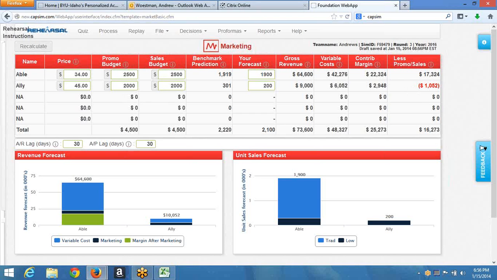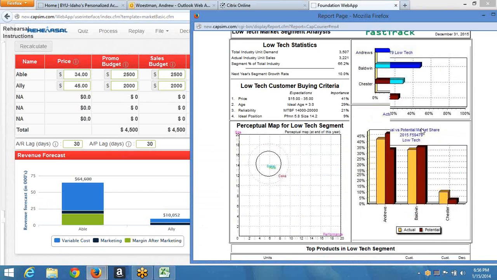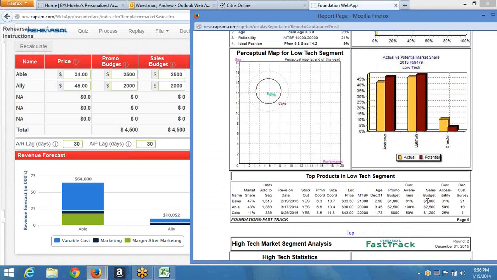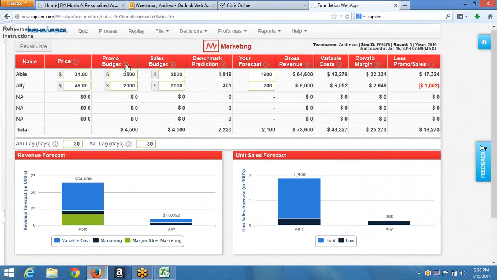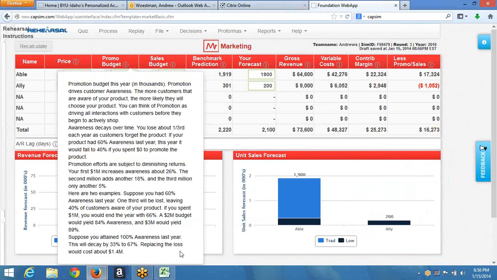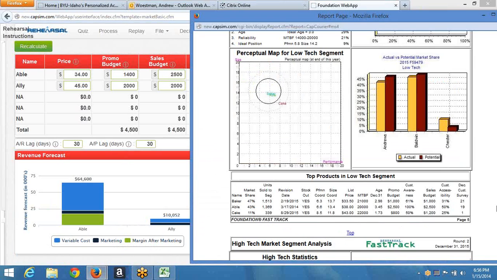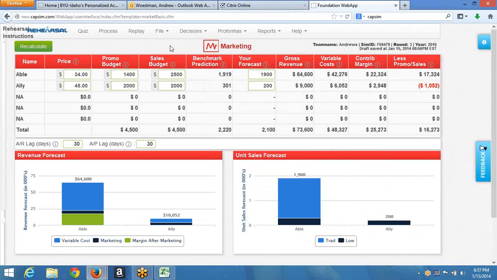So then I look at my promo budget, and I say, how is my awareness doing? I actually have, for awareness, 100% on my Able product. So if we remember, if you have 100% awareness, then you can replace your loss just by putting 1.4 million. So I don't need to invest the full 2,500. I can just do the 1,400 and I'll be good. My sales budget still wasn't, my customer accessibility still isn't at 100%. So I'm going to leave my sales budget as it is so I can keep raising that up.